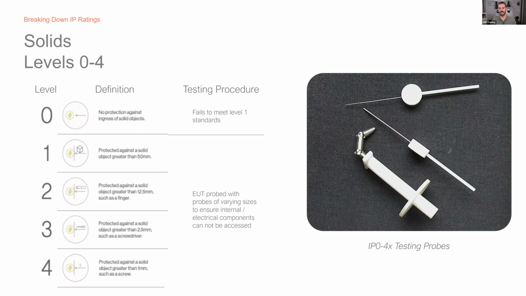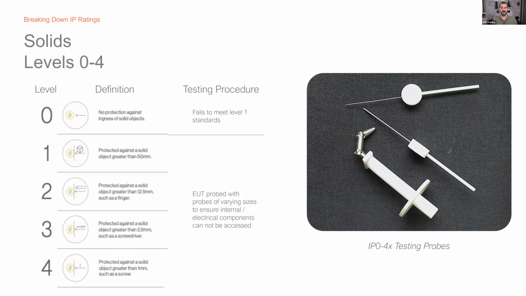Level number 2 is an object that's not greater than 12.5 millimeters. Excuse me, I always mix these two up. That 12.5 millimeters is about a finger. 50 millimeters is a pretty large object like a hand. Level number 3 is down to 2.5 millimeters. This is more akin to a screwdriver. And then level number 4 is protected against 1 millimeter objects. So usually like a wire or a piece of coat hanger, that sort of diameter object.